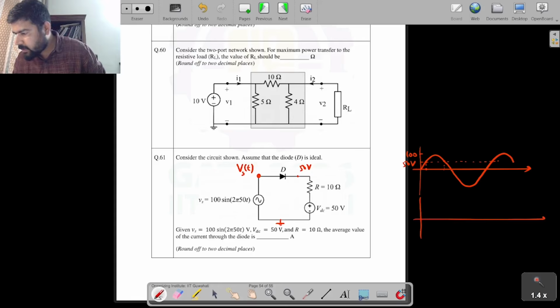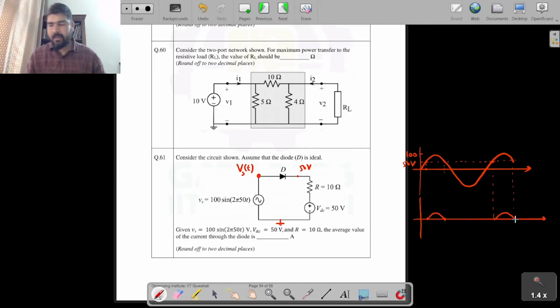So the current wave shape will look like this, and then from here the current wave shape will look like this. Okay, this will be the current wave shape. We need to find the average value of this. How to find the average value? The period of this current wave shape will be 2 pi. So 1 upon 2 pi, and take the area, because if this is 0, this point will repeat at this point.